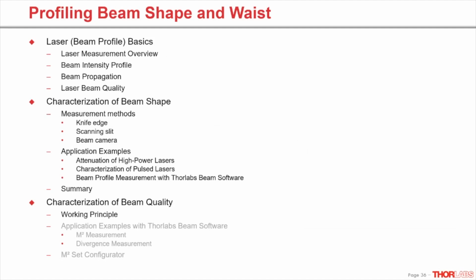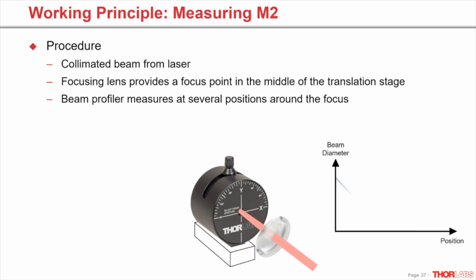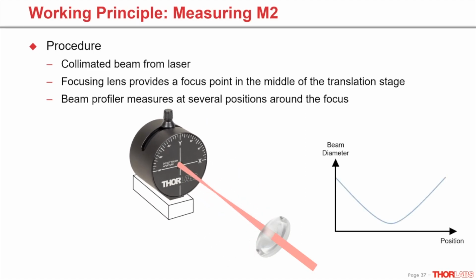And now, in the last chapter, we will have a closer look at what happens along the beam path while measuring the M-square. To measure the M-square of a collimated beam, it is necessary to focus it and scan the area before, close to, and after the focal point. Therefore, the beam profiler sits on a translation stage and moves along the beam path. The beam profiler hereby takes the X and Y diameters at several points and plots them into a graph.